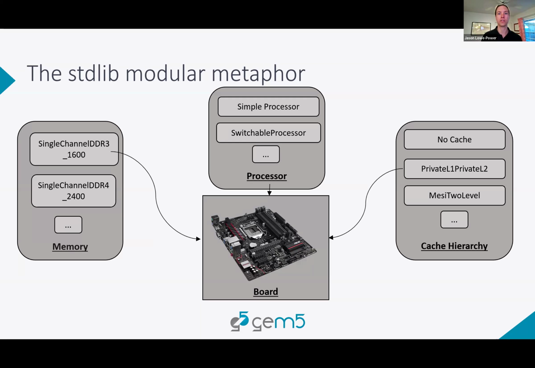So the standard library components are the same kind of idea. We have a board, you can get a processor, plug that processor into the board, you can get some memory, plug that into the board, and then the other thing that we have in gem5 is the cache hierarchy, which you can also plug into the board. Obviously, in real systems, the cache hierarchy and the processor are tied closely together, but in gem5, we often want to be changing the cache hierarchy.